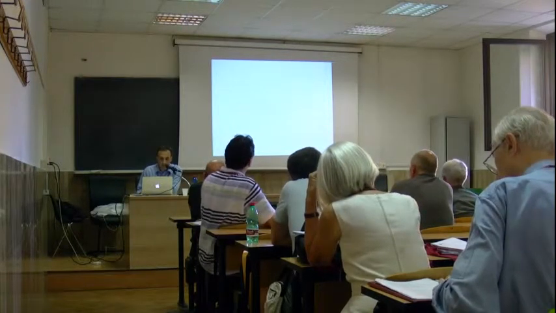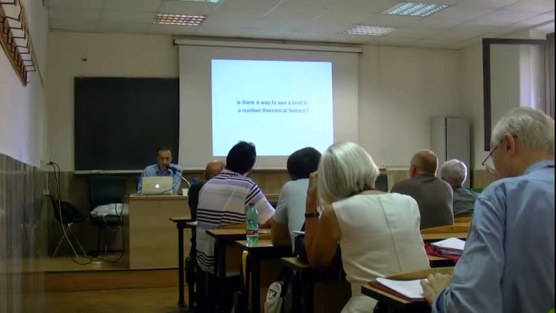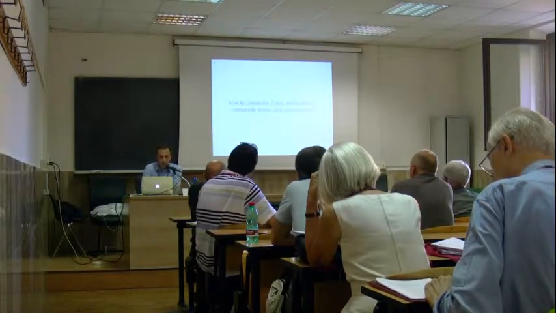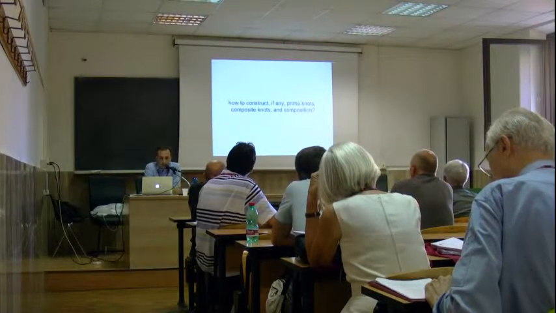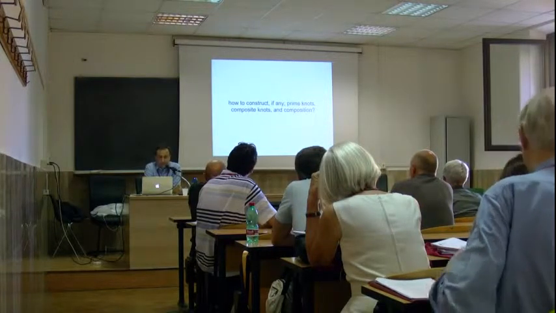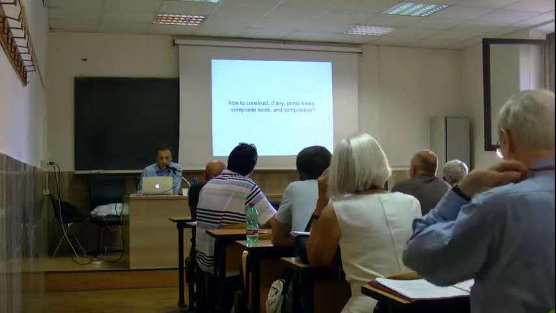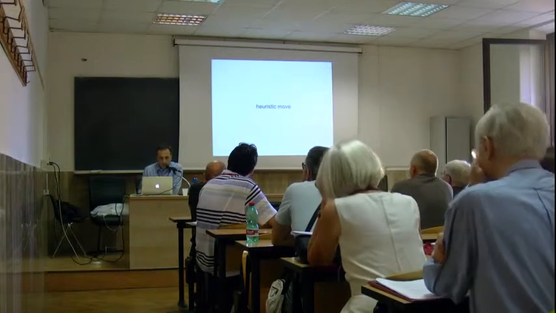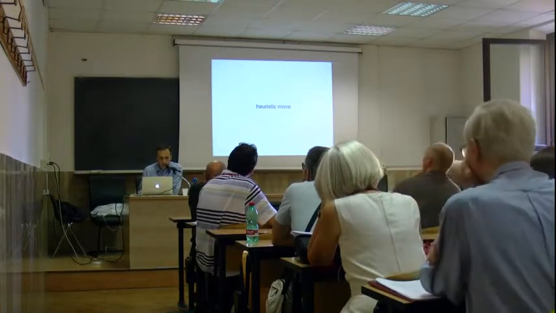So now the problem is: is there a way to see a knot in a number theoretical fashion? How to construct, if any, prime knots, composite knots, and composition itself? So that's the critical heuristic move we need to advance our knowledge.